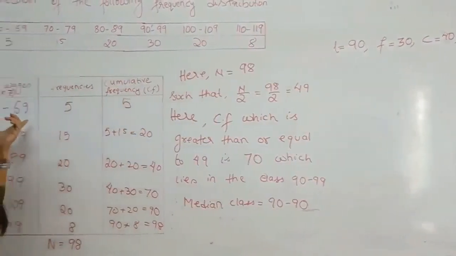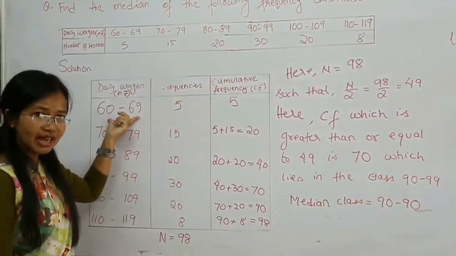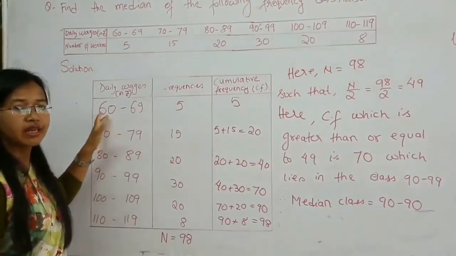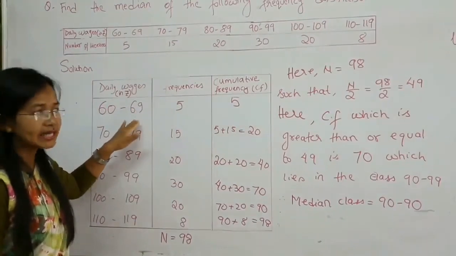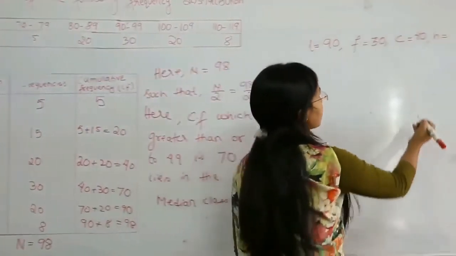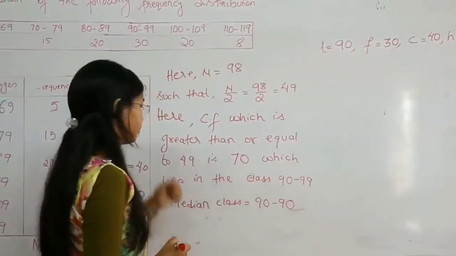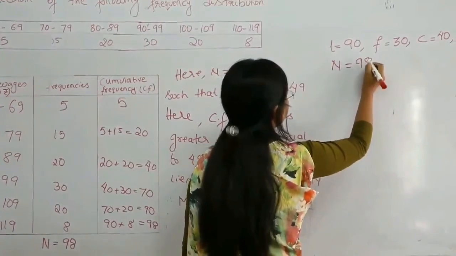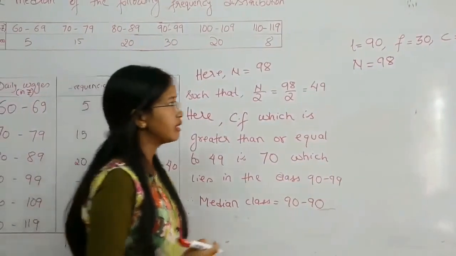H is the size of the class. So this class we can clearly see it is a non-continuous class, right? So the width of the class will be, start counting from 60 to 69, it will be 10. H is equal to 10. And then n is 98.